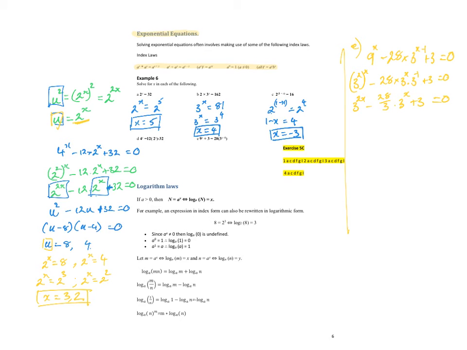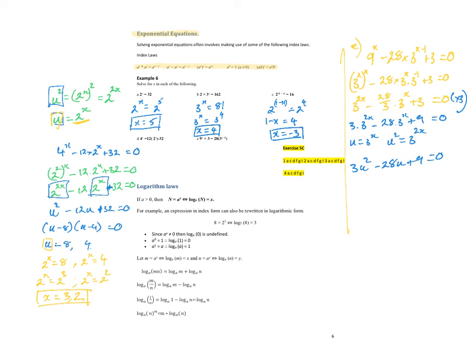so that's my u squared. I've got a 28 on 3 there, which is a bit messy. So what if I just multiply everything by 3 first? That gives me 3 times 3 to the 2x minus 28 times 3 to the x plus 9. Just get rid of that fraction. So now, again, if u is equal to 3 to the x, u squared is equal to 3 to the 2x. So we can turn that into 3u squared minus 28u plus 9 equal to 0.